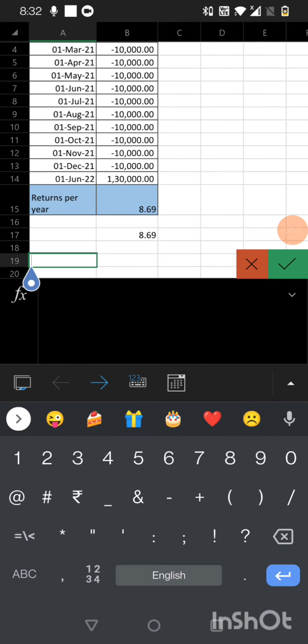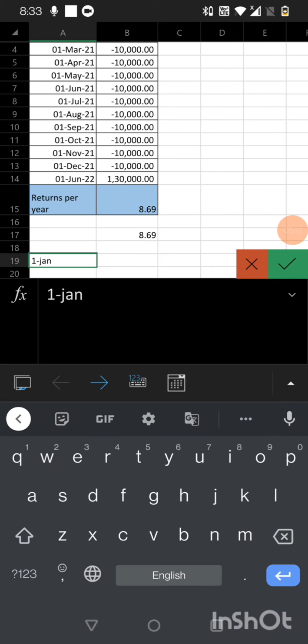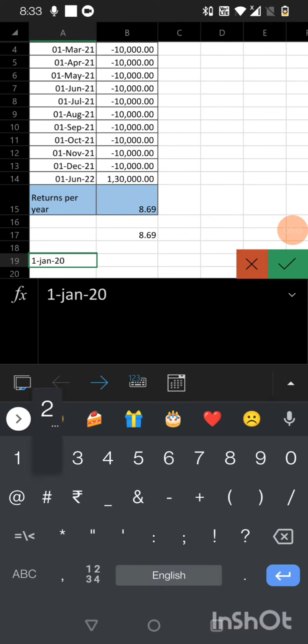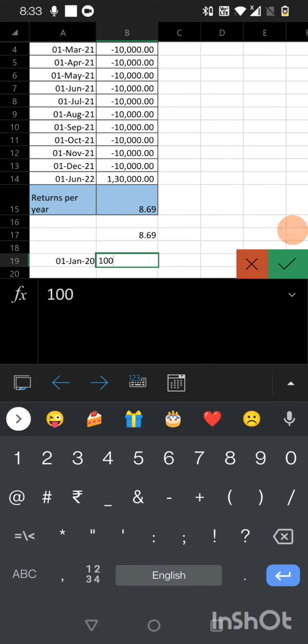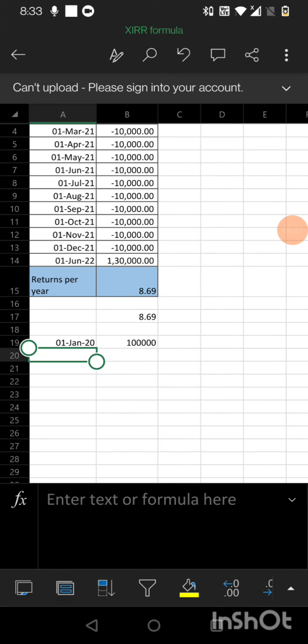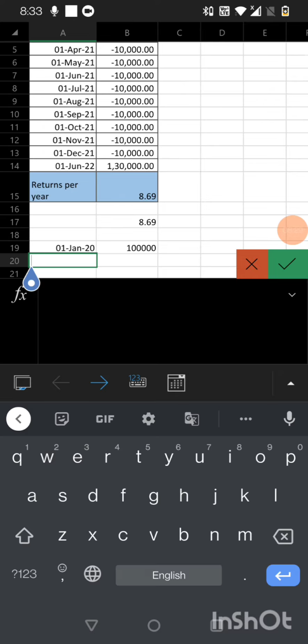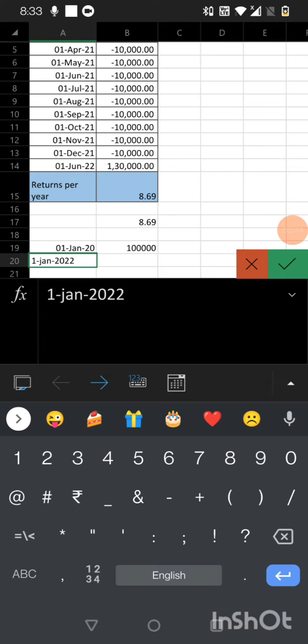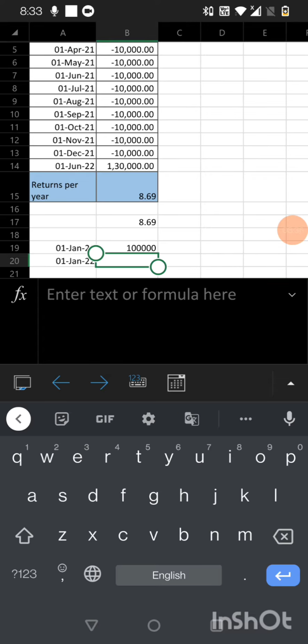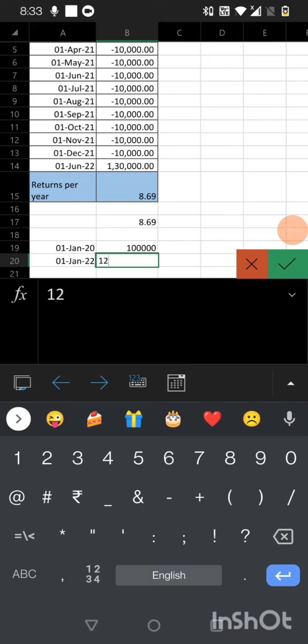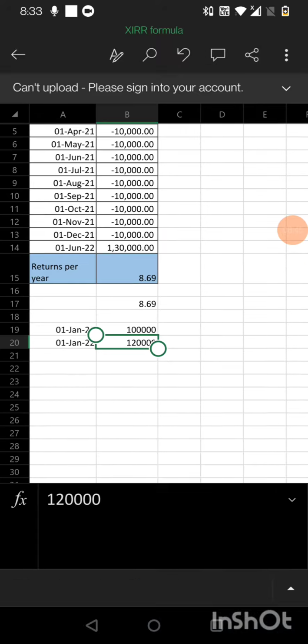The 1st Jan 2020, okay, I have invested, how much? 1 lakh. Okay, so 1st Jan I invested, 1st Jan 2022 my FD matured. Okay, so what is my FD's total value which I received? So if you can see here, I have received 1,22,000 rupees.